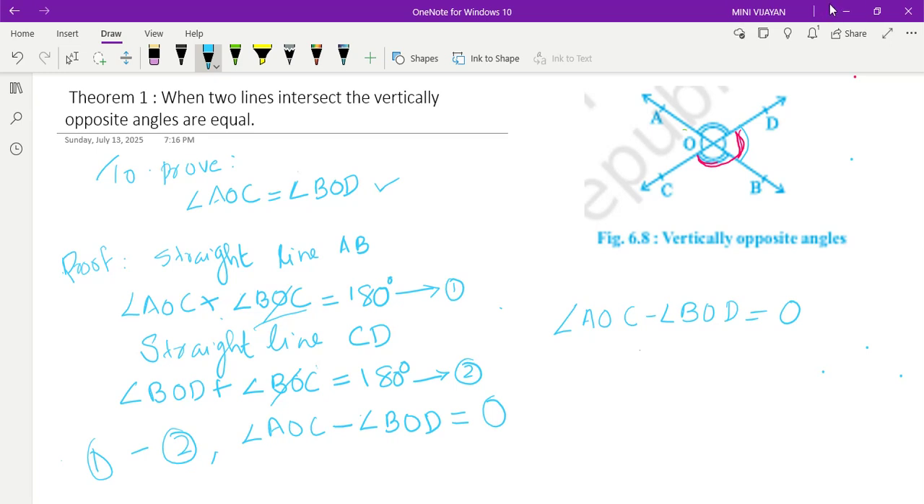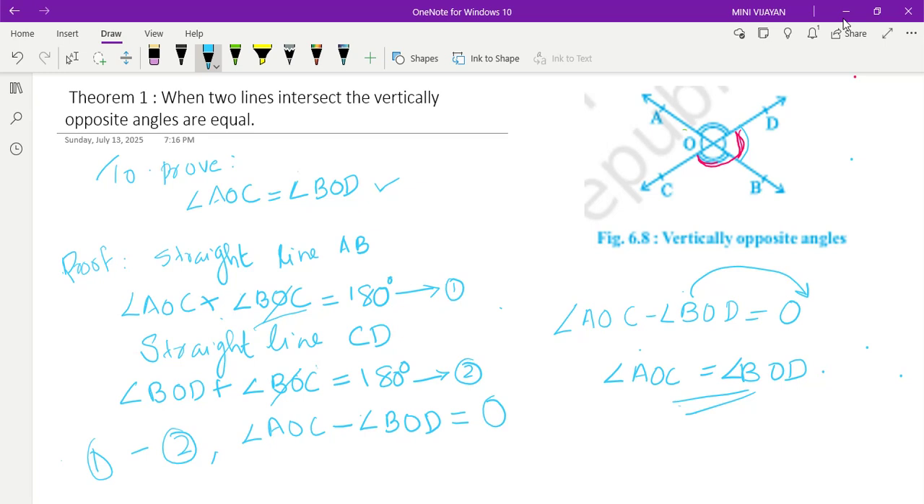So how can I write this? I can bring that angle to the right side of the equation. That is angle AOC equals angle BOD. So here I proved the two vertically opposite angles are equal. Angle AOC equals angle BOD. These two angles are equal.